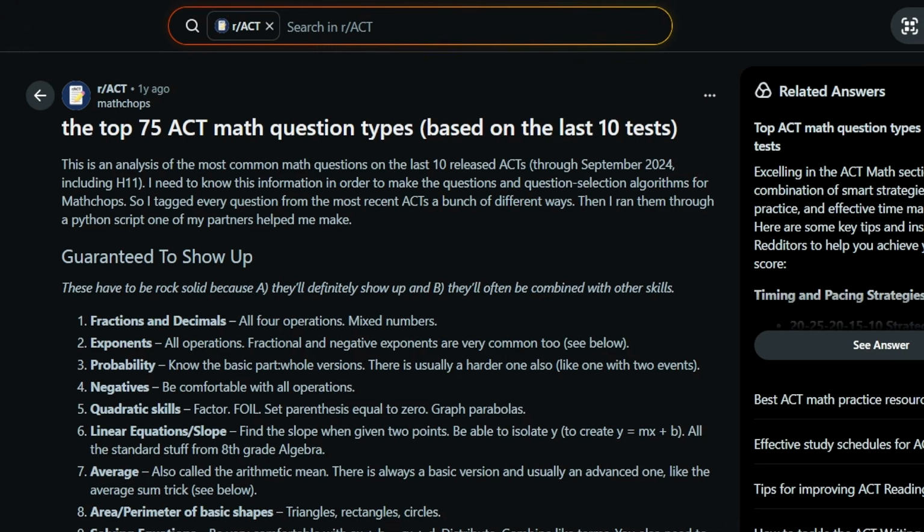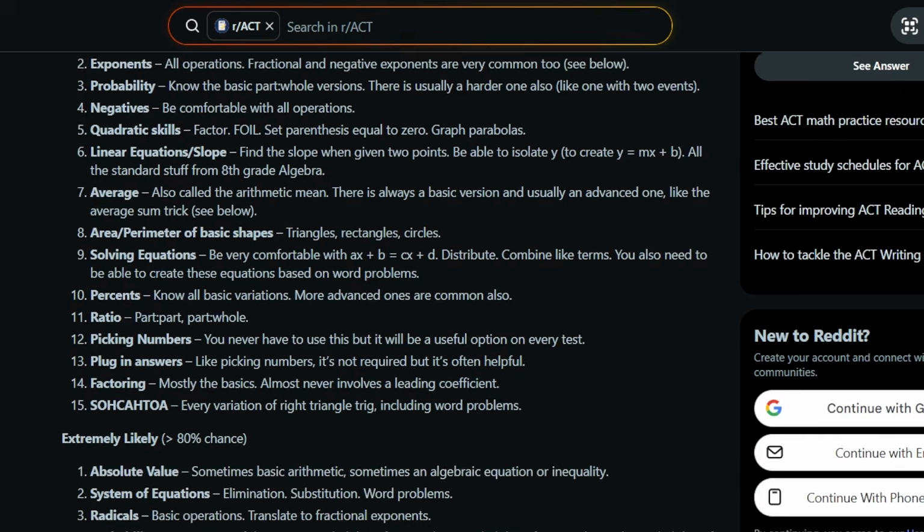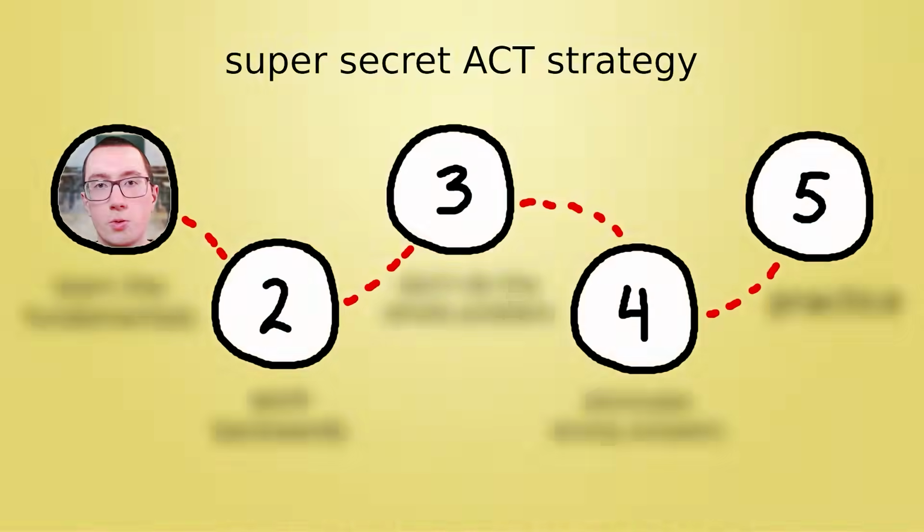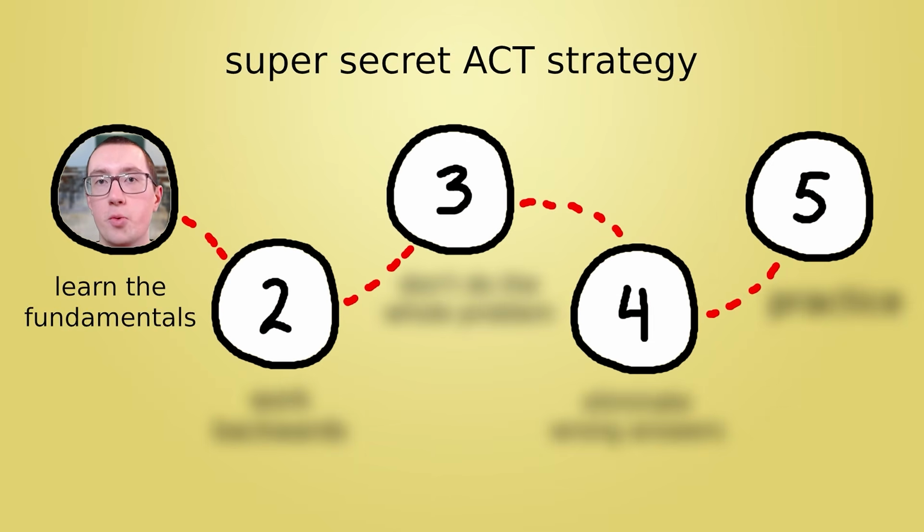So what this means is that before you start studying little things like the Pythagorean theorem, you need to make sure you know the fundamentals like solving for x, how graphs work, how to simplify expressions, and so on. If you're not sure what to study, I actually found this pretty helpful Reddit post that has the 15 topics that are guaranteed to be on the ACT. So that'll be in the description if you want to look at that. So tip number 1 is that you have to know the fundamentals.